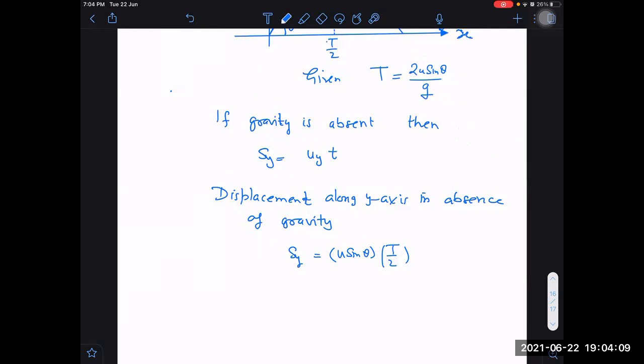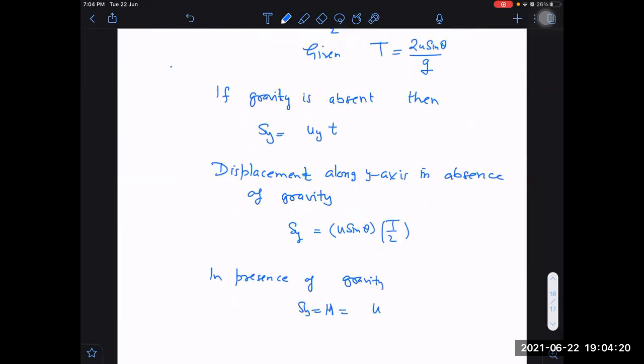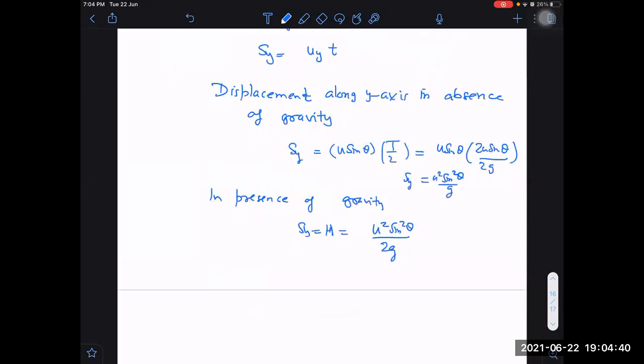Sy will be this. In presence of gravity, what is Sy? In presence of gravity, Sy is equal to h, which is equal to u square sine square theta by 2g. Here, if I write it, it will become u sine theta into 2u sine theta by 2g. The 2s cancel, it will become u square sine square theta by g. Right or not? Yes, sir.